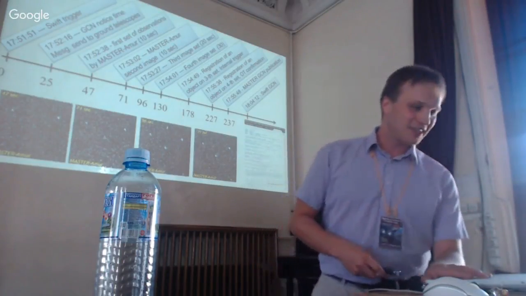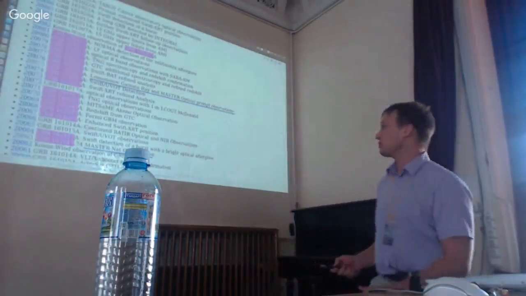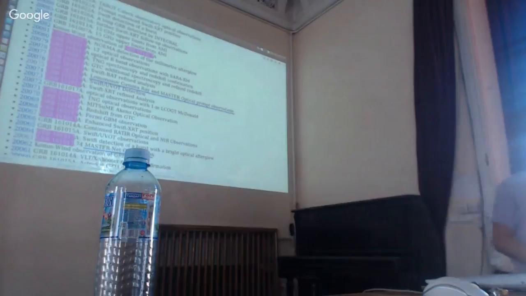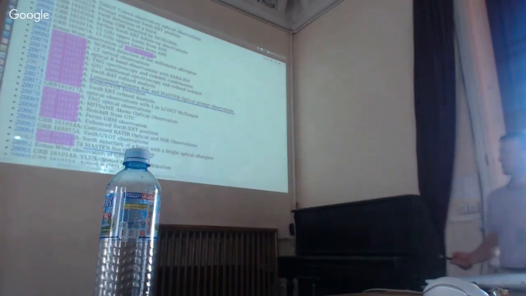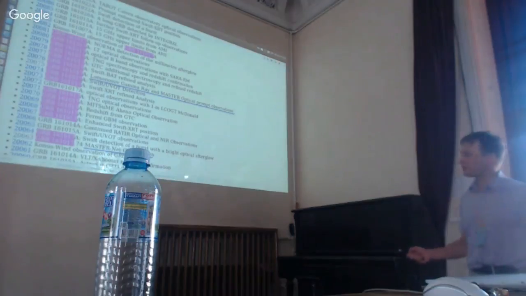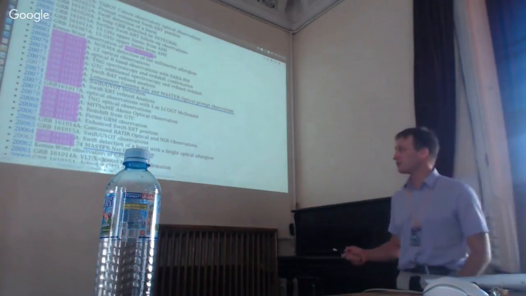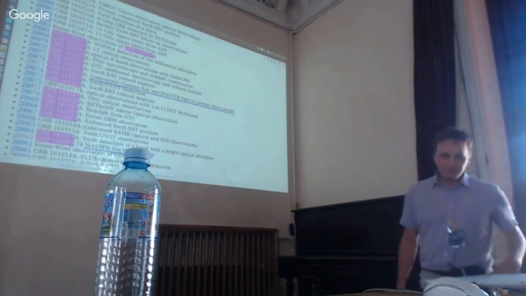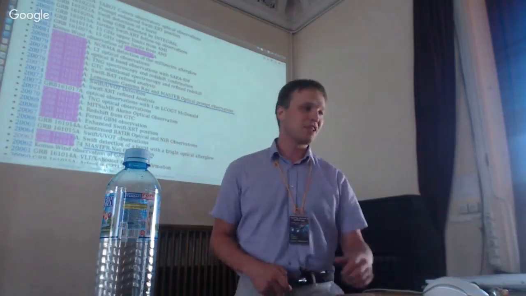Okay, let's go next. You can see the print screen from the GCN circular list, and the first telegram for this event, before Swift published it. That telegram was from MASTER, an automatic telegram from automatic observations.